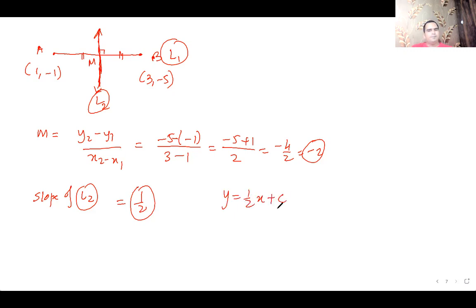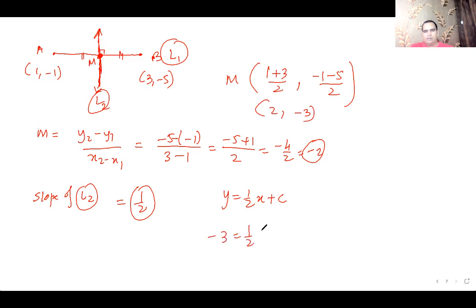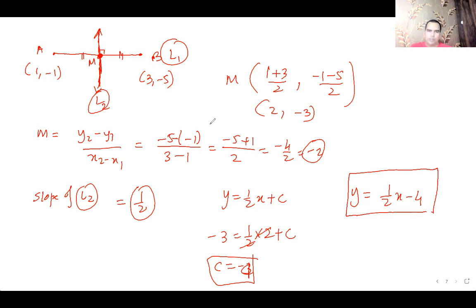Then you do y equals 1/2 x plus c. Now, to get the c value, I know that there has to be one point on the line, so I would find the midpoint first. The midpoint will be 1 plus 3 over 2, comma, negative 1 plus negative 5 over 2. If I take the average, it's going to be 2 comma negative 3. Next, plug x as 2 and y as negative 3 here. So negative 3 equals 1/2 times 2 plus c, and this cancels. So c is negative 4. That's the y-intercept of this bisector. So the equation is going to be 1/2 x minus 4. That's going to be the equation of the perpendicular bisector.